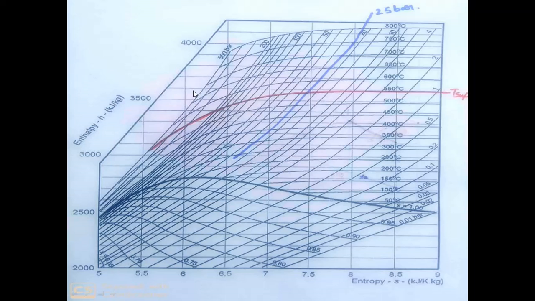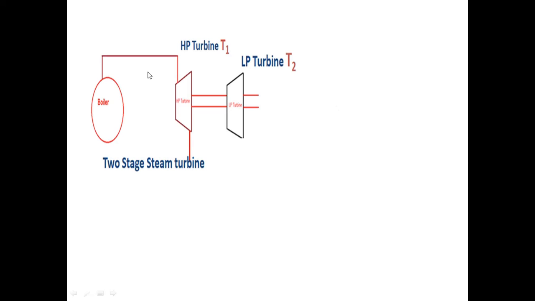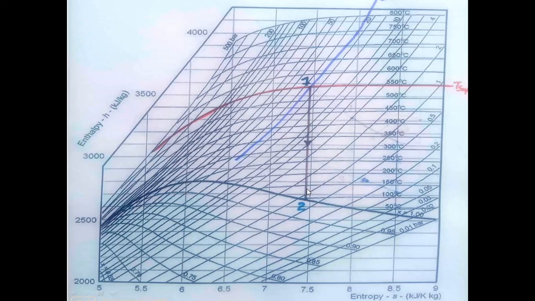Already I had explained the Mollier chart: 550 degrees Celsius temperature, 25 bar pressure. Here you will get turbine 1, turbine 2. When it comes out of the single stage turbine, it is dry saturated. Keep in your mind, it is dry saturated. From 1 to 2 it is expanded. Note down, it will be expanded up to the dry saturated line, at 25 bar, 550 degrees Celsius.